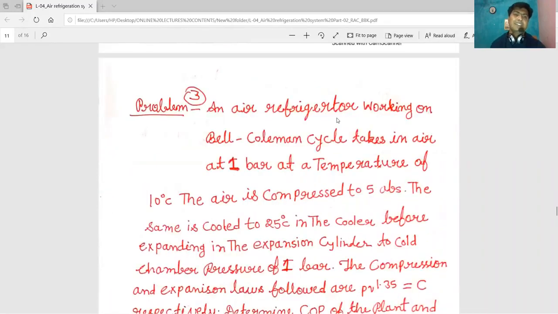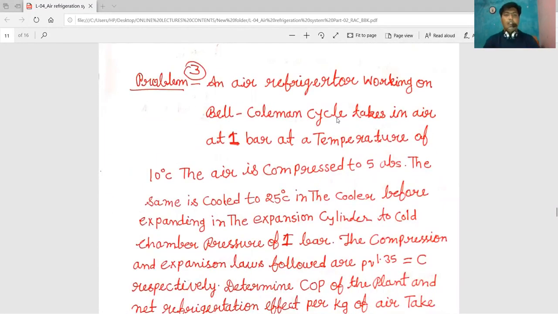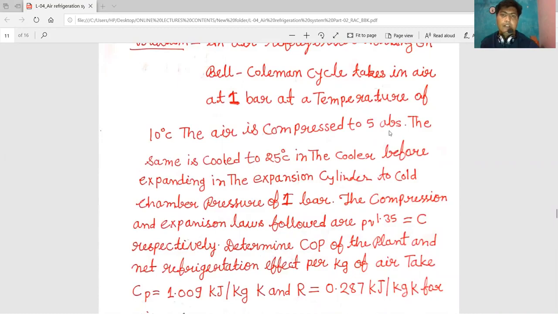Next problem is: an air refrigerator working on Bell-Coleman cycle takes in air at 1 bar at a temperature of 10 degree centigrade. The air is compressed to 5 bar. The same is cooled to 25 degrees centigrade in the cooler before expanding in the expansion cylinder to the cold chamber pressure of 1 bar.